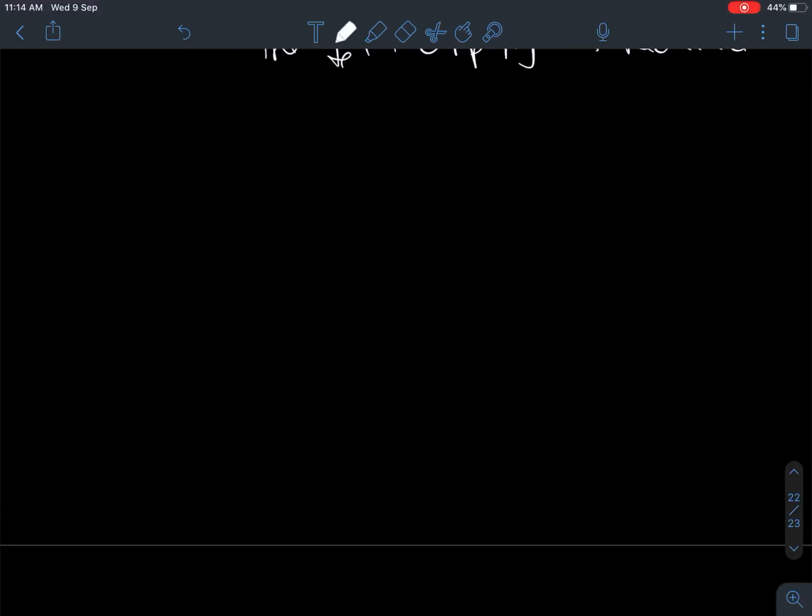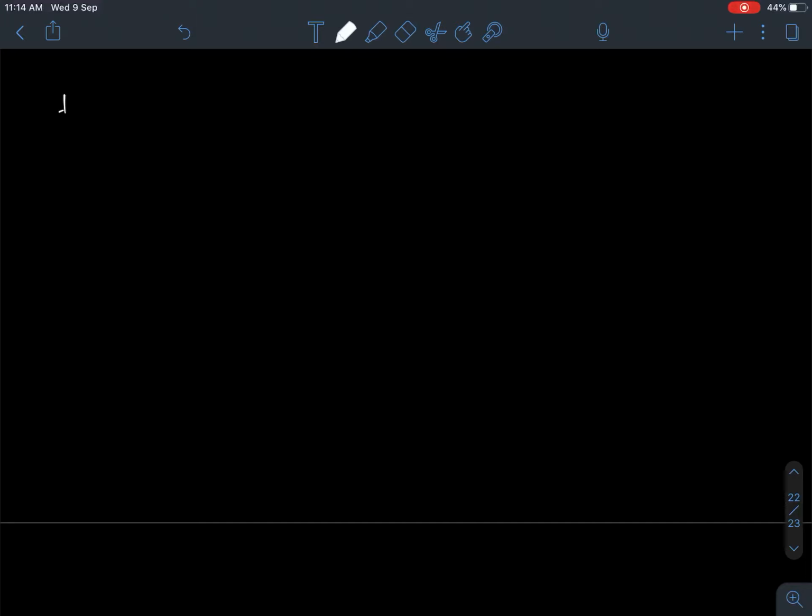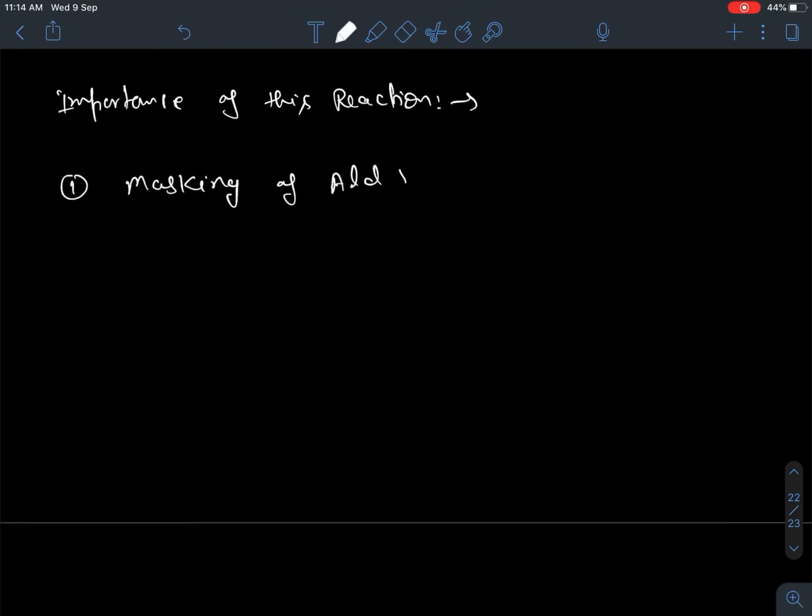Why I am teaching this is, do we have any practical importance of this? Importance of this reaction. Number one, masking of aldehyde and ketone with न्यूक्लियोफाइल्स. एग्जाम्पल मैं आपको दे रहा हूँ.